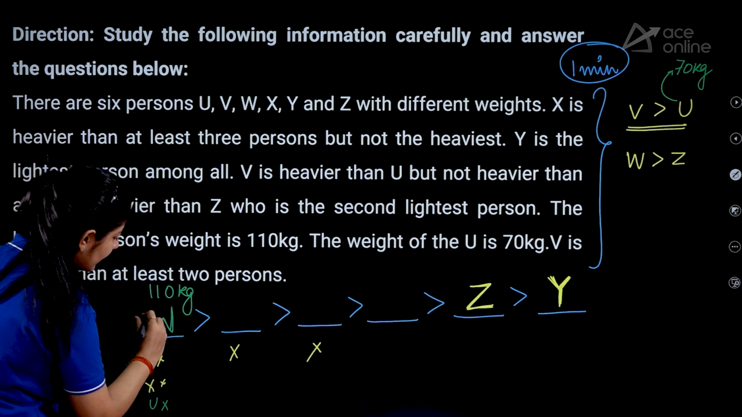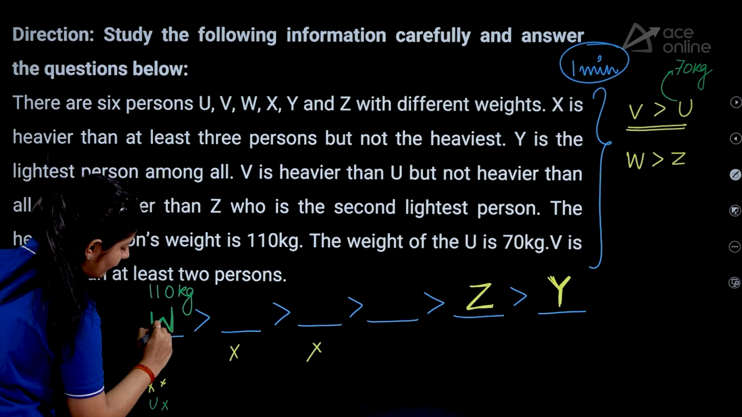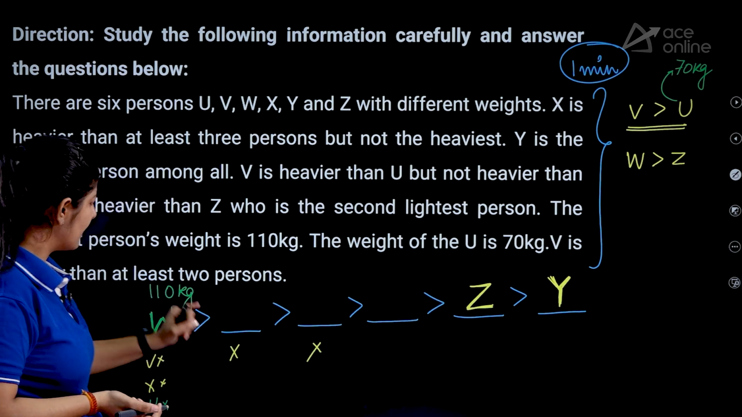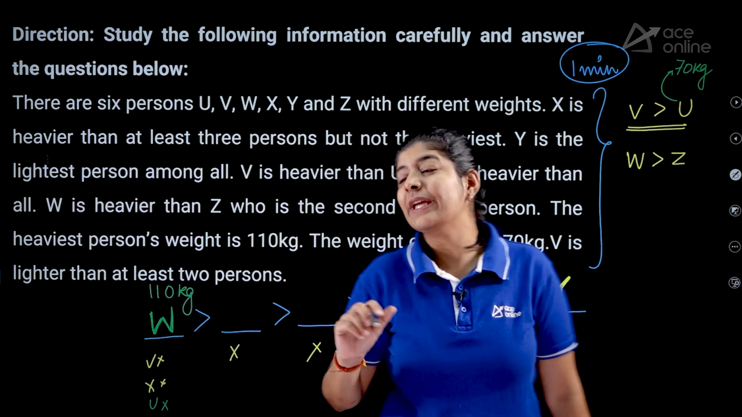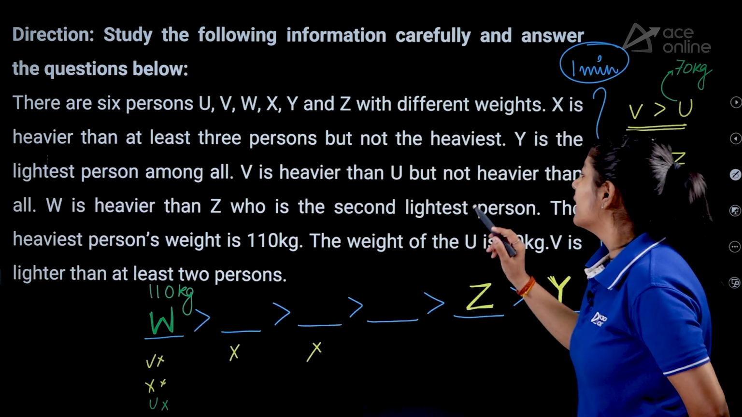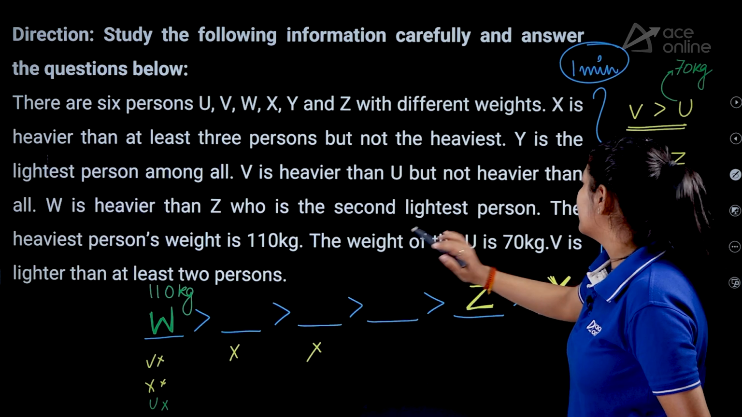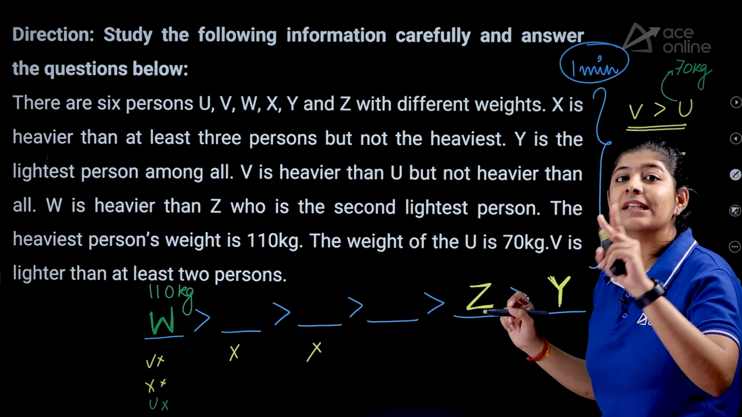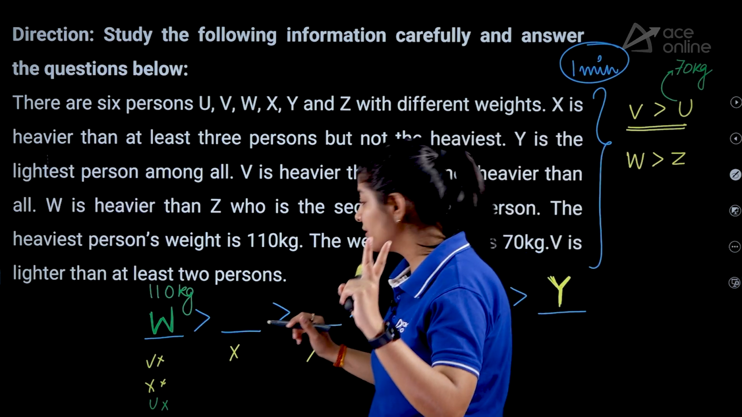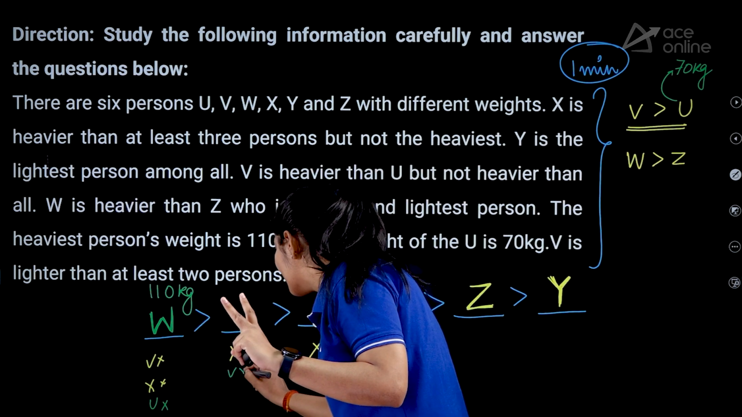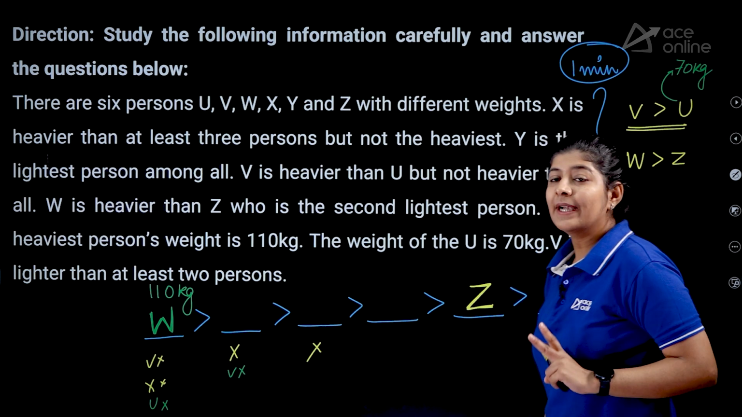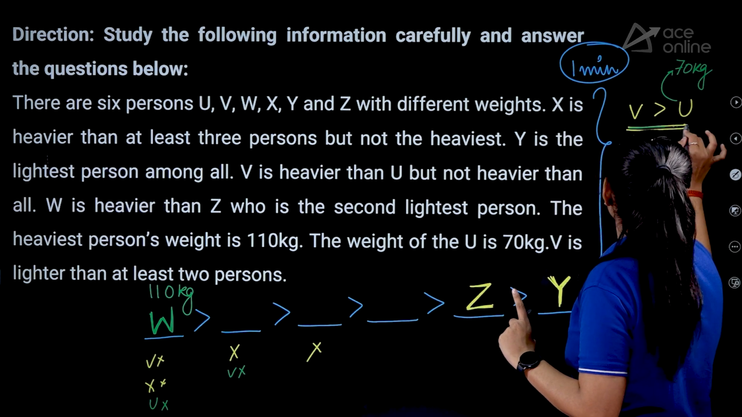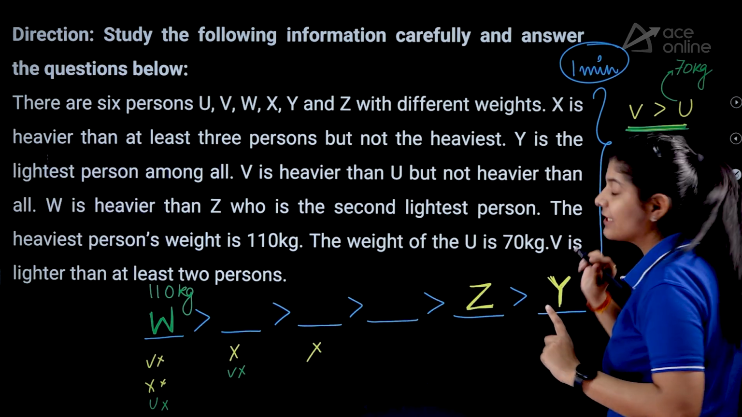Sorry. So we can easily say that this is the place of W because we are left with just one person. Okay. Now, what do we have to determine? The weight of U is 70 kg. V is lighter than at least 2%. So we can't be at this position also. But we have to take care of this thing, that we also have to arrange this thing.